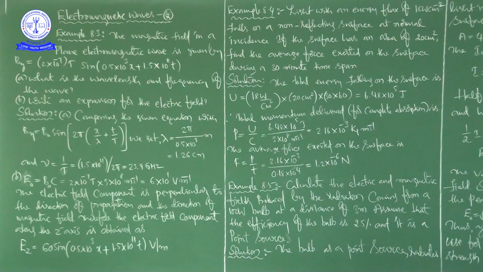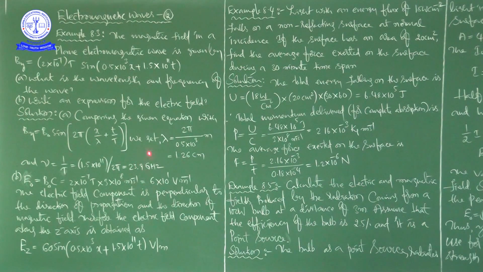Before going to discuss example 8.4, once keep in mind what information he is expecting us to calculate in example 8.3 and what they have given. They have given only one thing, that is the magnetic field in a plane electromagnetic wave, By is equal to 2 into 10 to the power of minus 7 Tesla sine 0.5 into 10 power 3 x plus 1.5 into 10 to the power of 11 small t. From that he is asking to write the wavelength and frequency of the wave. Next, write an expression for the electric field.